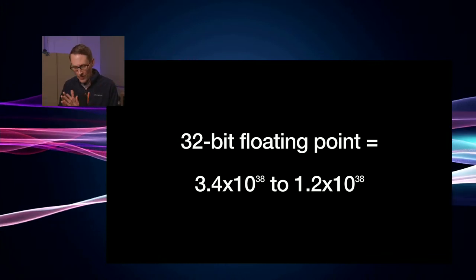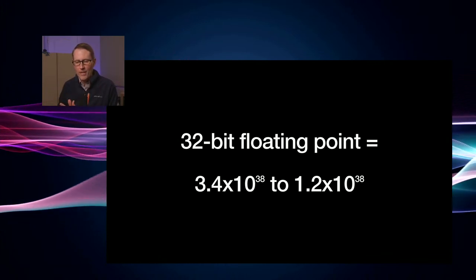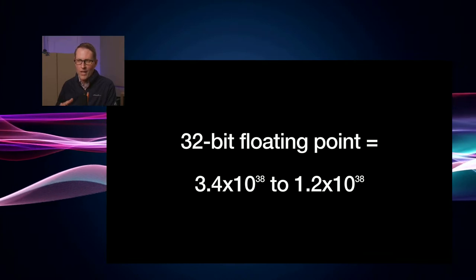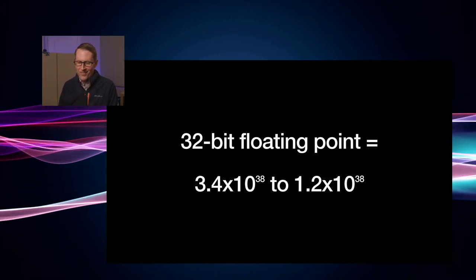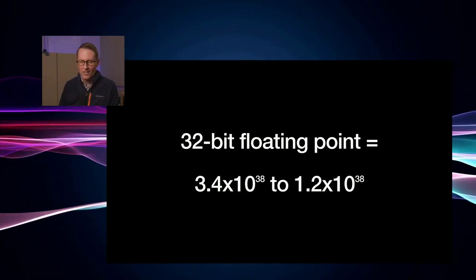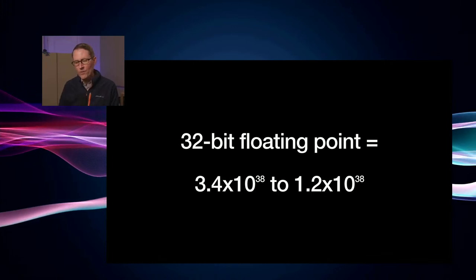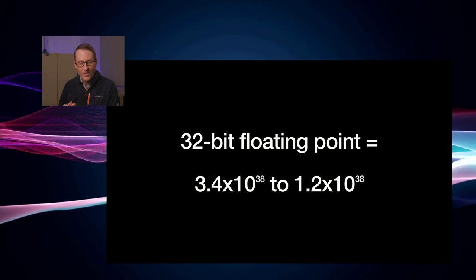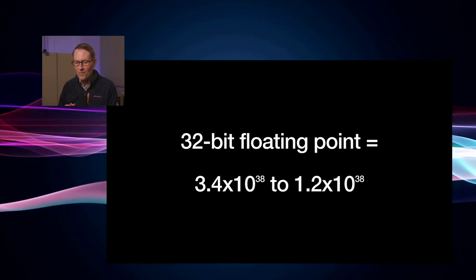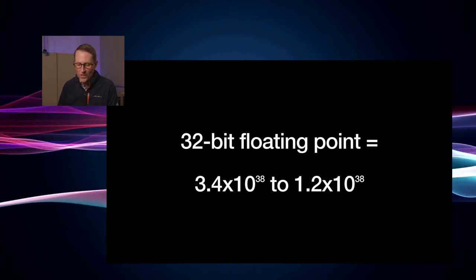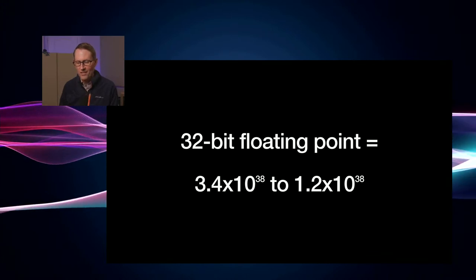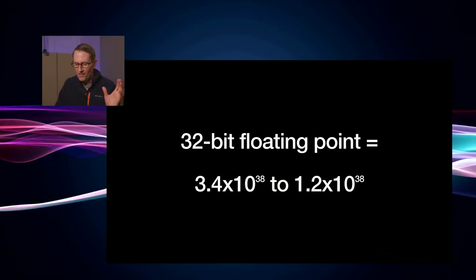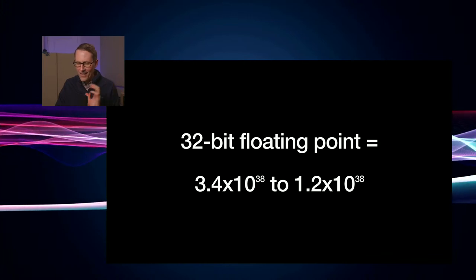32-bit floating point, on the other hand, is not an integer format. It's a floating point format. So thinking back to your math classes, think of it in terms of scientific notation. 32-bit floating point can represent values from 1.2 times 10 to the negative 38th up to 3.4 times 10 to the 38th. And don't worry if you've forgotten exactly how that all works.